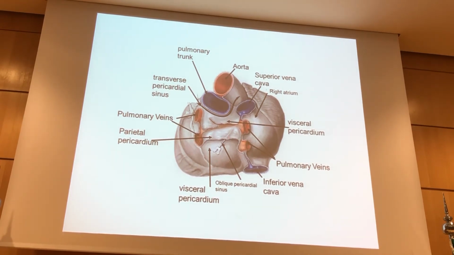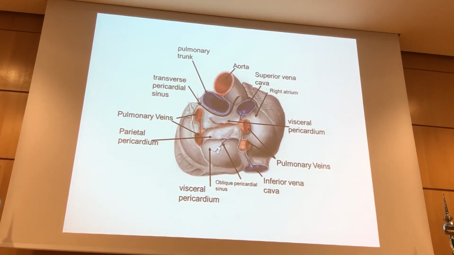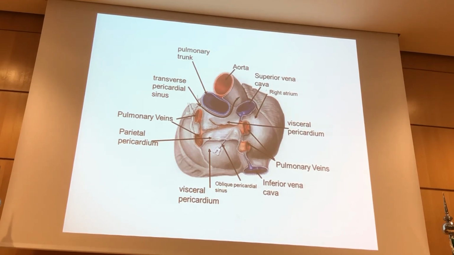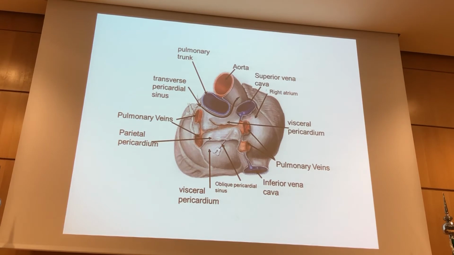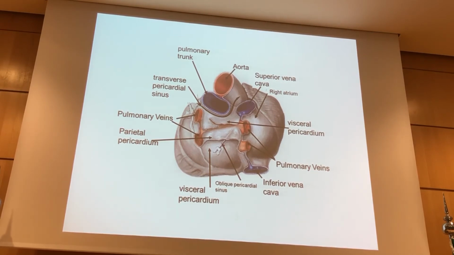What is the story of the oblique? Again, this is the visceral pericardium covering the heart, but when it reaches the area between the pulmonary veins, it's going to reflect on the outside and fuse with the parietal, creating a pocket, a dead end. So visceral goes all the way there and then reflects on the outside. Now this pocket between the pulmonary veins, in the area of the left atrium, is a dead end.